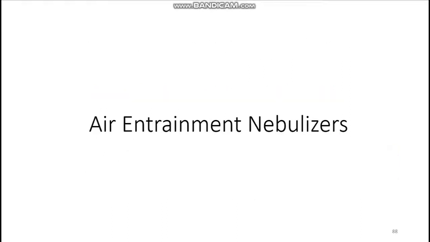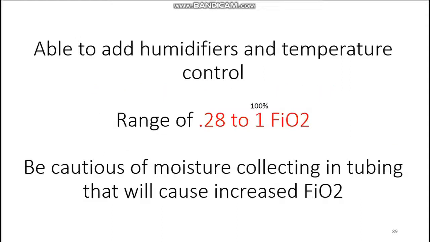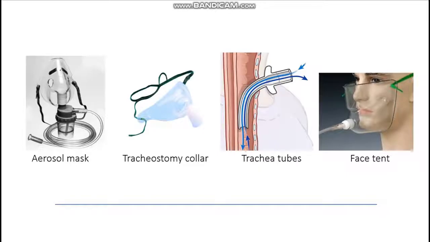Air entrainment nebulizers are able to add humidifiers and temperature control. They have a range of 0.28 to 1 FiO2. Be cautious of moisture collecting in the tubing, which will cause increased fractional inspiration of oxygen. 4 types of air entrainment nebulizers are: the aerosol mask, the tracheostomy collar, the trach tubes and the face tent.